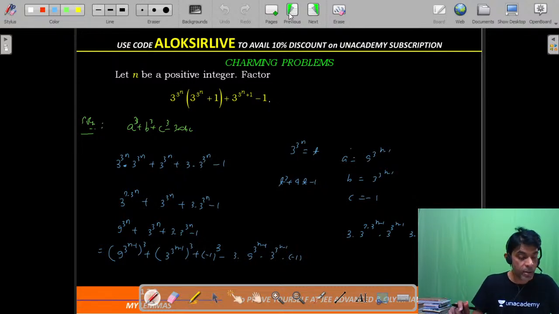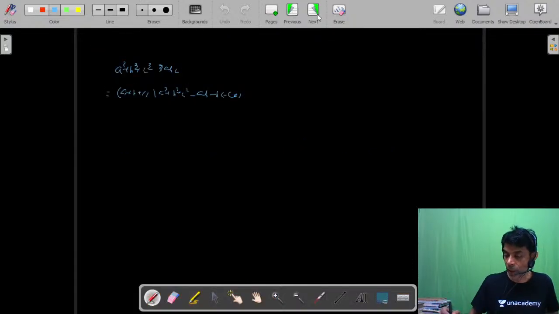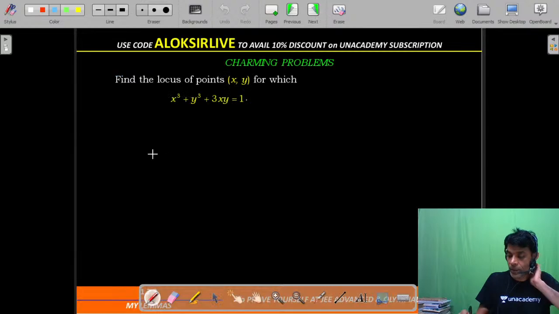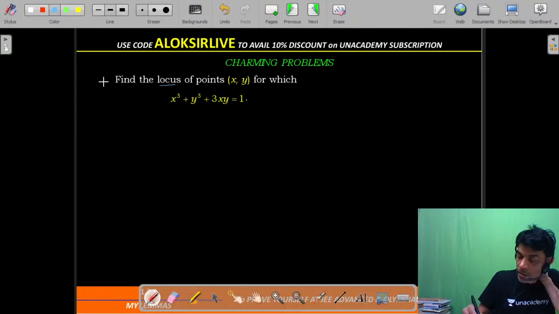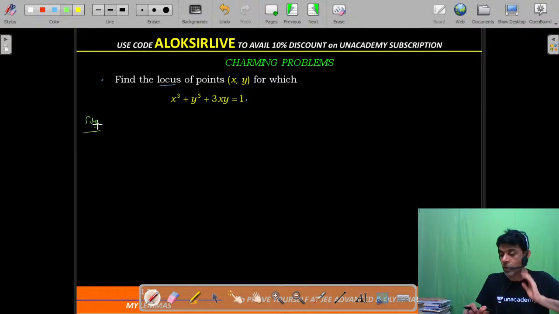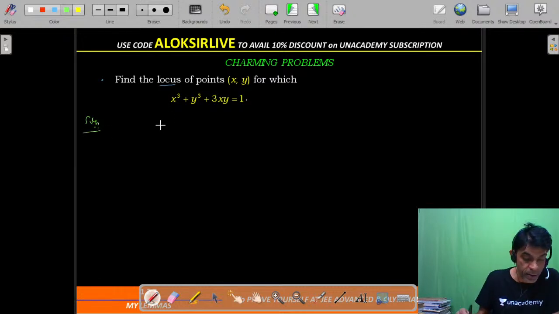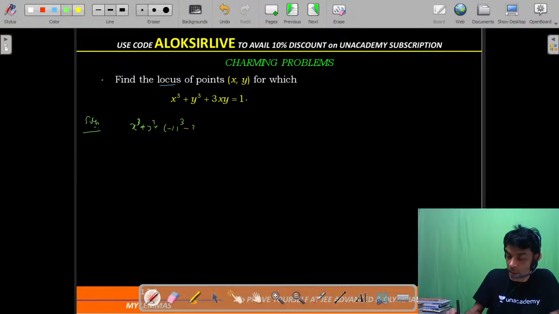So Sophie Germain is used also. We do many problems like that. Okay, so this is one. This came in, I think, in the Putnam long back. x cubed plus y cubed plus 3xy equal to 1, and you want the locus of all points. So again, hidden in this is a cube, b cube, c cube. So you get x cubed plus y cubed plus minus 1 cubed, a cube, b cube, c cubed minus 3 times x times y times minus 1 is 0.